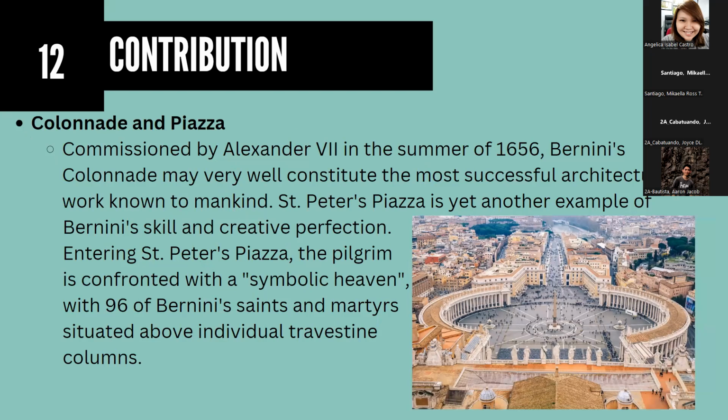Colonnade and Piazza. Commissioned by Alexander VII. In the summer of 1656, Bernini's colonnade may very well constitute the most successful architectural work known to mankind. St. Peter's Piazza is yet another example of Bernini's skill and creative perfection. Entering St. Peter's Piazza, the pilgrim is confronted with a symbolic heaven with 96 of Bernini's saints and martyrs situated above individual traversing columns.